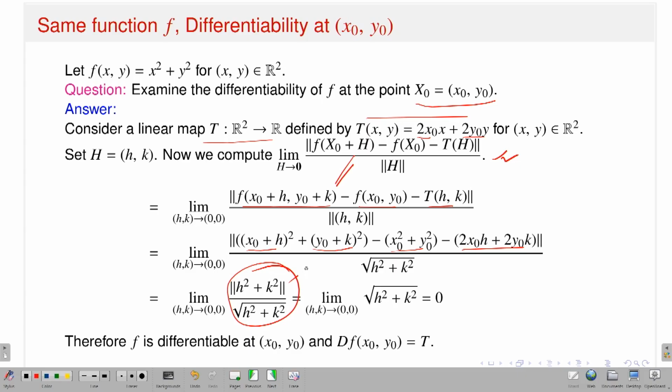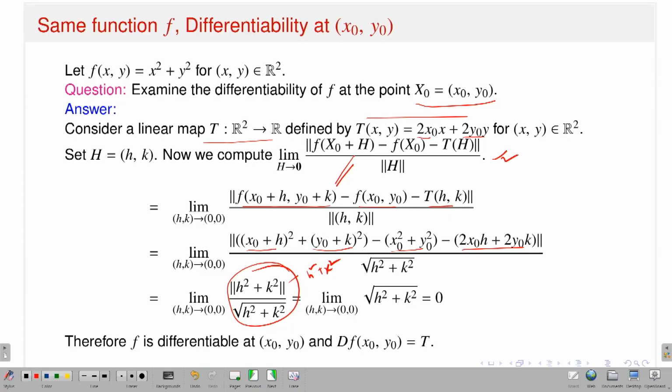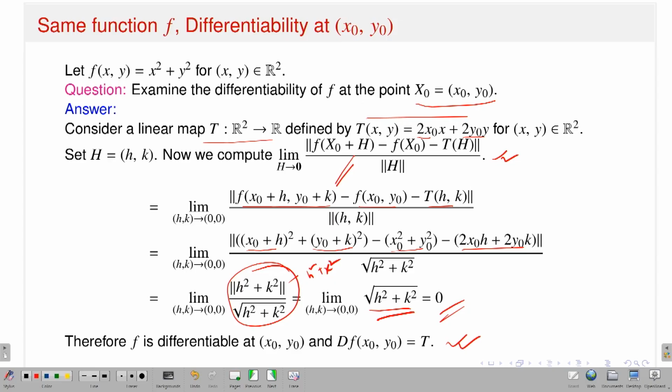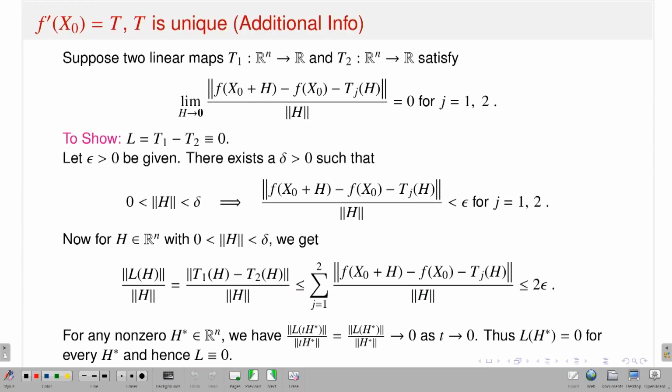So this modulus is nothing but h square plus k square, because it's positive. The norm, actually, what does it mean? I am in an R2 to R function, so it gives a real value. This is a positive number, so you don't have to put the modulus. So that means h square plus k square, and the denominator is the square root of h square plus k square. But (h,k) goes to 0, so what will be the limit? The limit is 0. So therefore, now I have a linear transformation such that the limit of the quotient is 0, so the function is differentiable and the derivative is nothing but T. So that's how one can calculate.